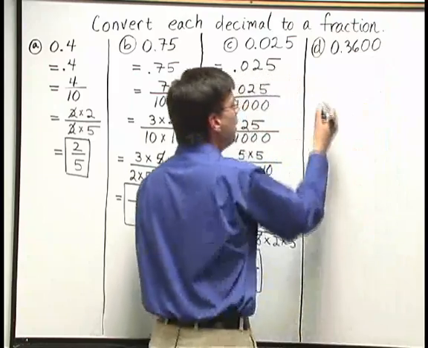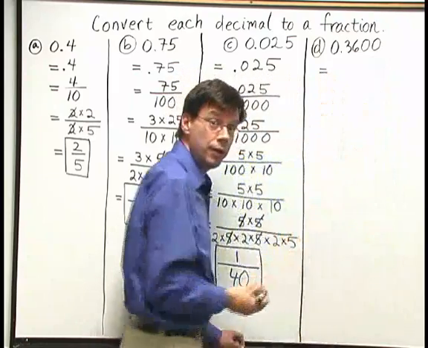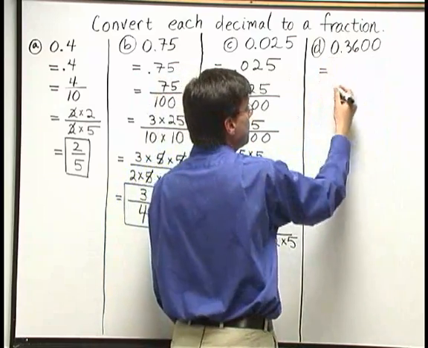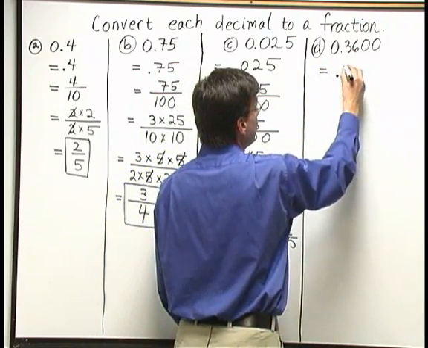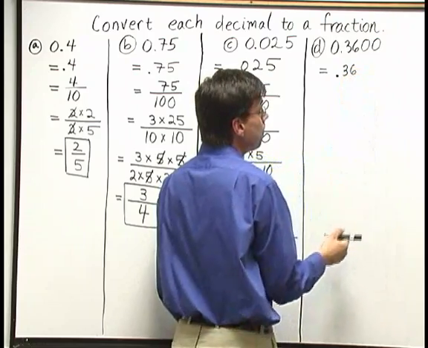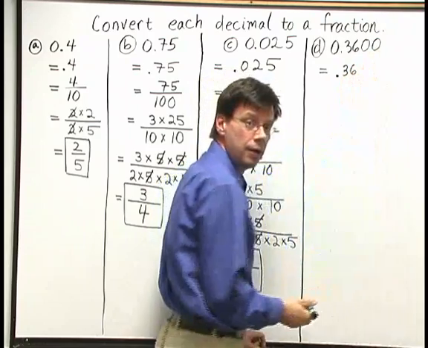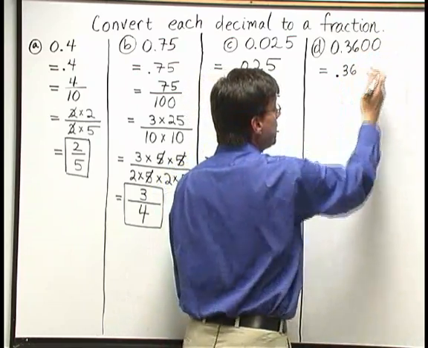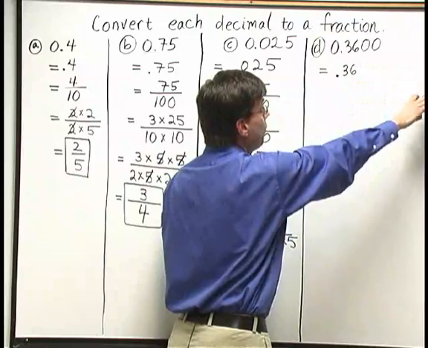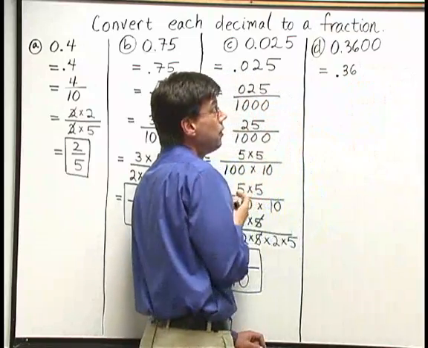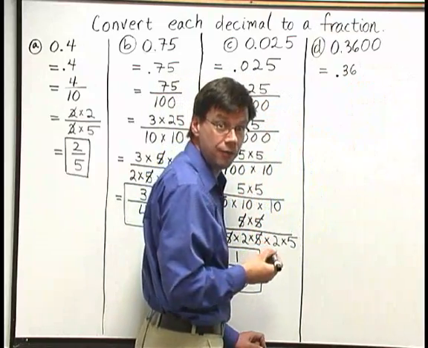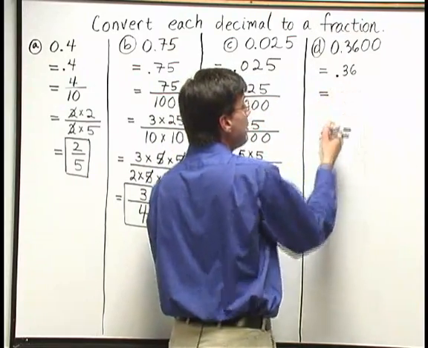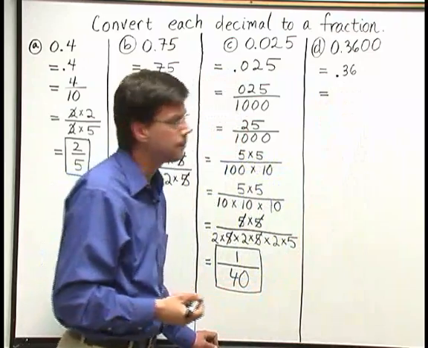0.3600. Now, this decimal actually has several unnecessary zeros. The 0 in front of the decimal point does not need to be written. I can write 0.36. And the zeros to the right also do not need to be written here. Zeros on the right end of a decimal, to the right of the decimal point, do not need to be written, do not affect the value of the decimal. So here, I can just write this decimal as 0.36.